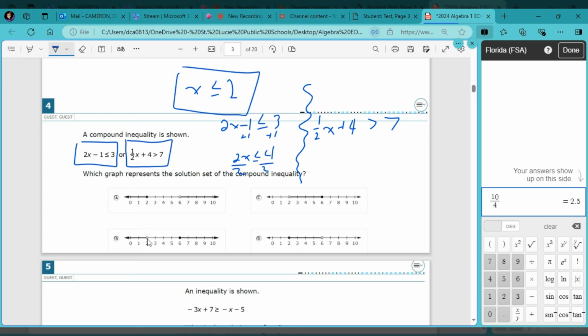So all of these solutions do have the 2. And because it is less than or equal to, we want a closed circle, not an open circle, on the 2. And we want to shade the numbers that are less than 2, going this way, not greater than 2. So we're already on our answer here for question number 4.